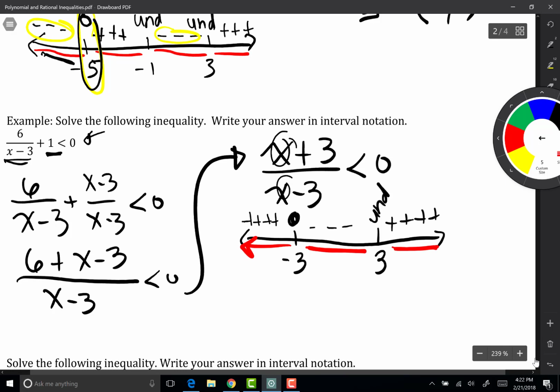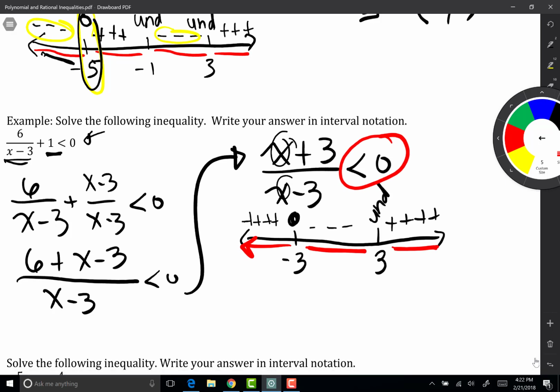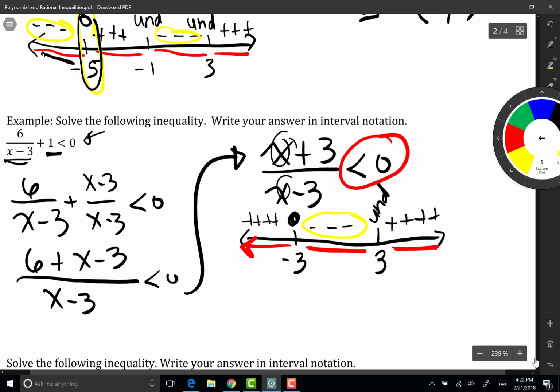Now, if I look back, it's saying, where is my function less than 0? So I'm not looking to see where x equals 0. I'm looking for just where x is less than 0. So I don't want to include my intercepts. And I obviously don't want to include the places that it's undefined. So this is my interval. And my final answer will be from -3 to 3.